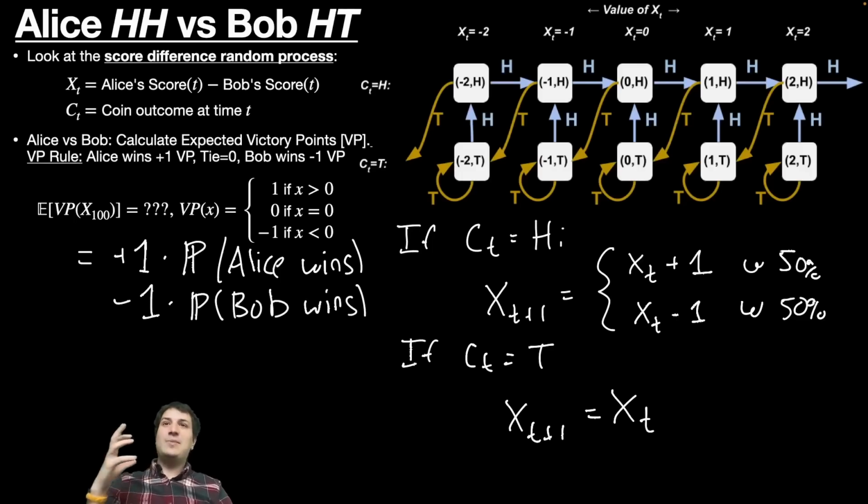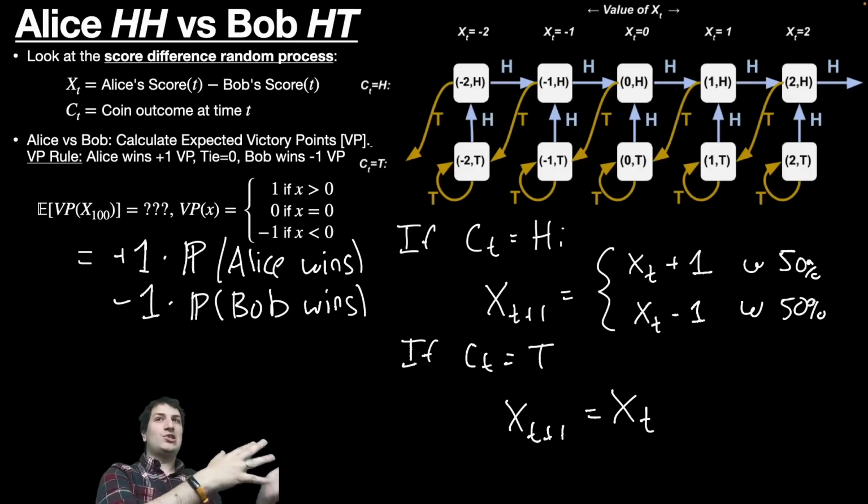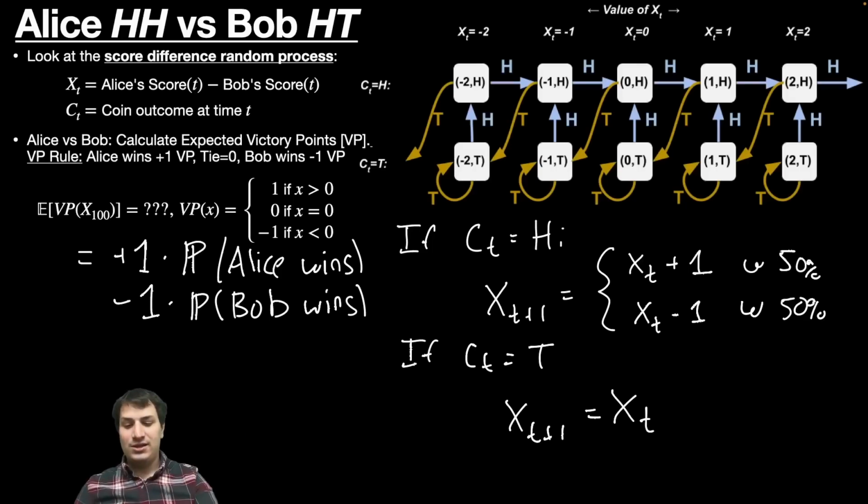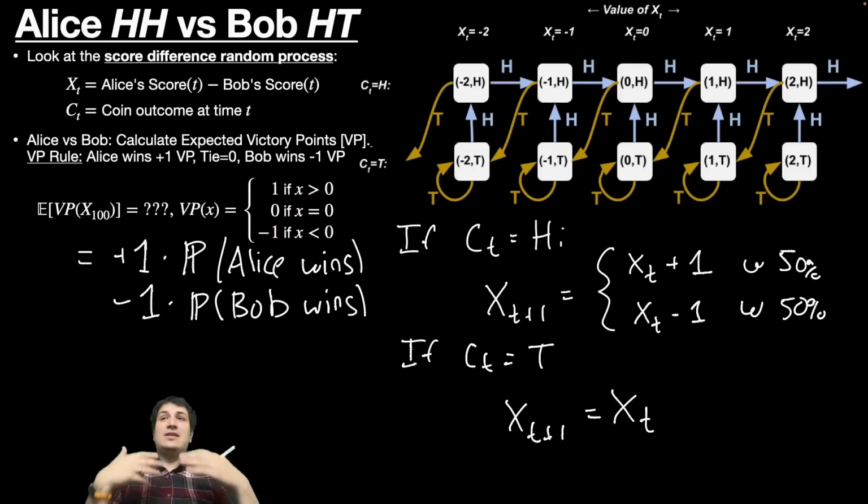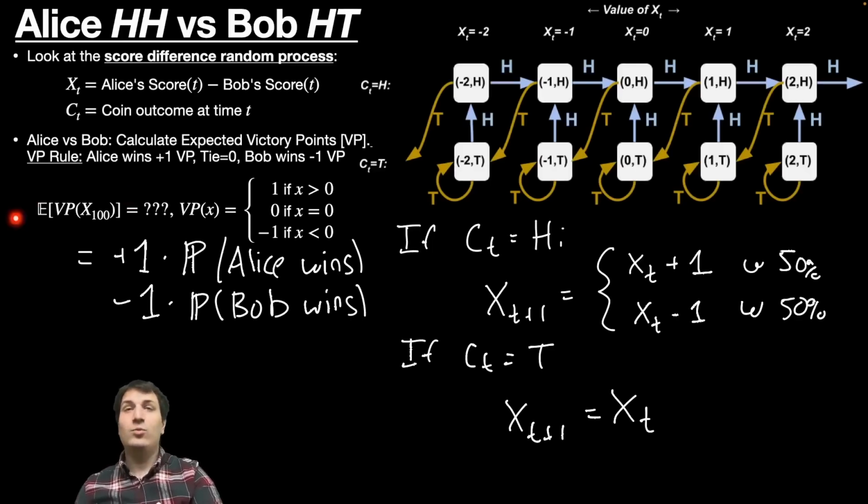Right? So by taking the expected value of something that is either 1 in one situation and -1 in the other situation, depending on if the goal difference is positive or negative, it's going to tell us the difference between the probability that Alice wins and the probability that Bob wins. That is exactly what we want. This is exactly the thing we want to calculate.